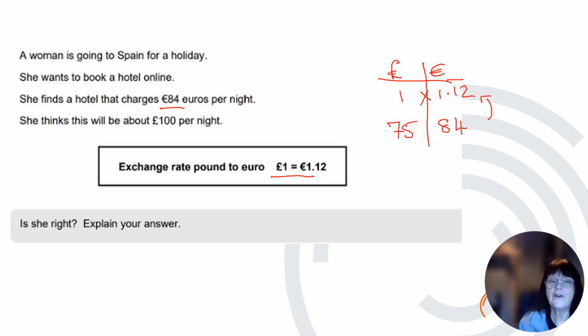£75. So she thinks it will be about £100 per night. No, she's wrong. It would be £75. Well done if you got the answer right on that one. I'm getting very impressed.